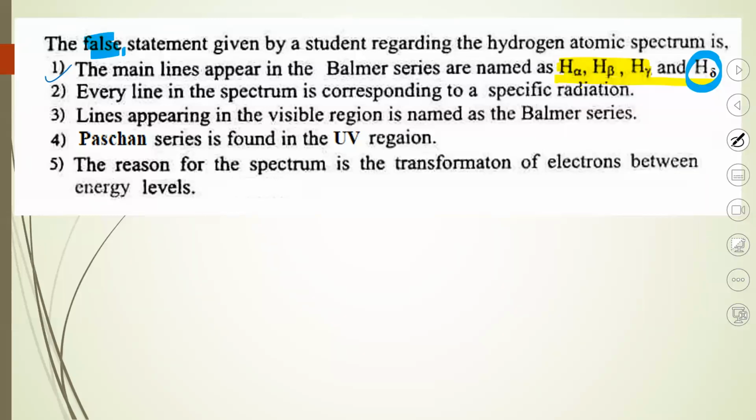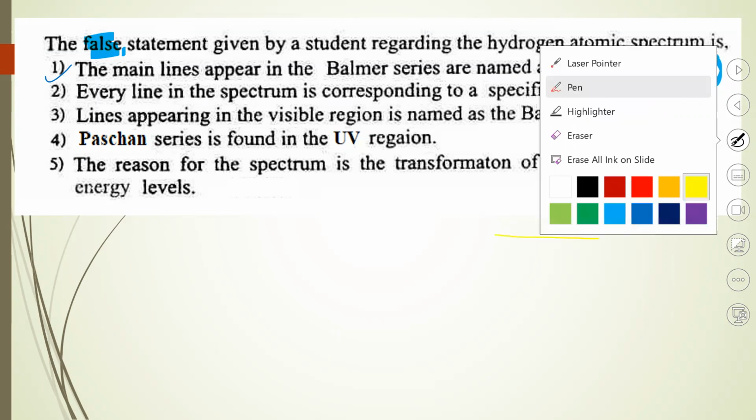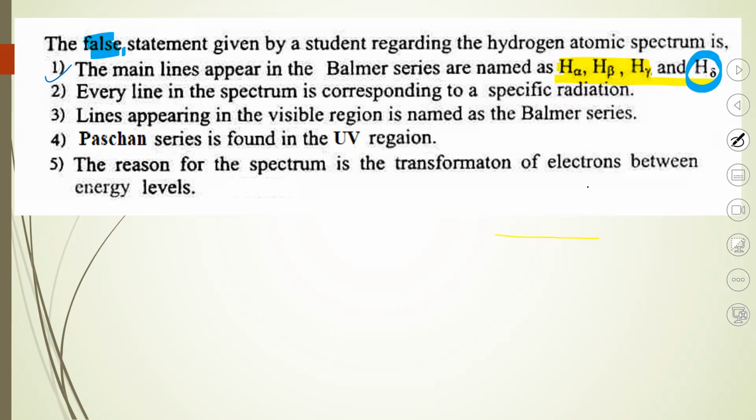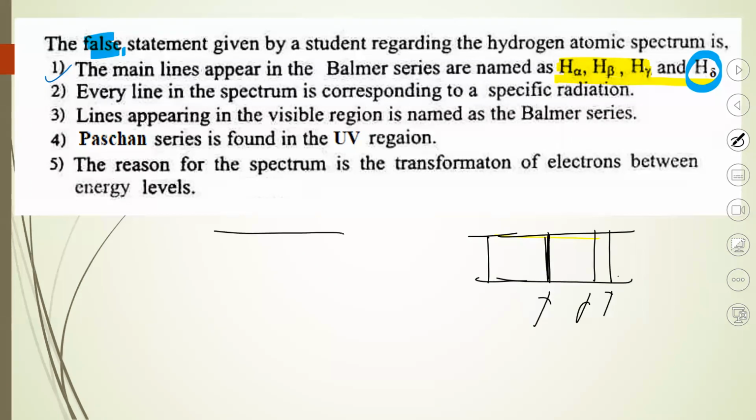Now let's think about the second one. Every line in the spectrum, what is that? You have a line, right? These are some kind of spectrum, with different colors, sometimes red, some colors will be there. What is that line? I think it is very clear for us. In this way, we can mark it.